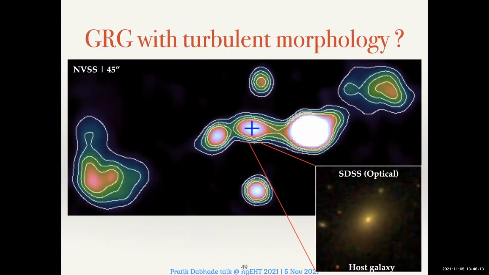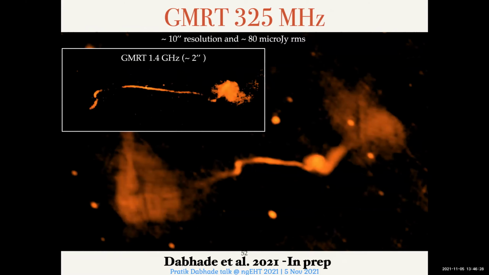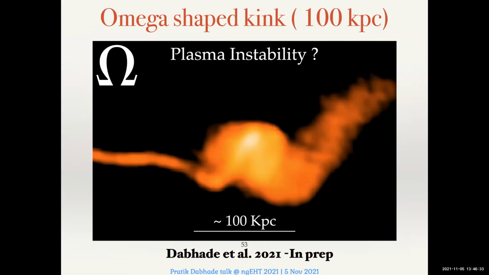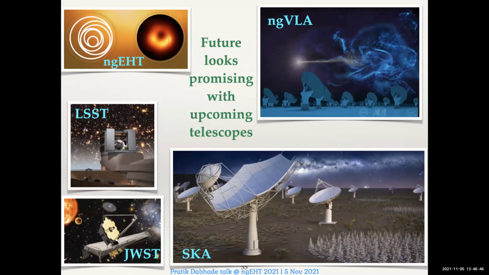We tried to follow up certain giant radio galaxies with GMRT and other telescopes. What I show here is a giant radio galaxy in a cluster having a 440 kiloparsec jet. We have resolved the core at 1.4. And we can see this kind of plasma instability, which could be originating along the jet and finally manifesting into such a large instability. This is a spectral index map. So the future looks promising with all these telescopes coming up.